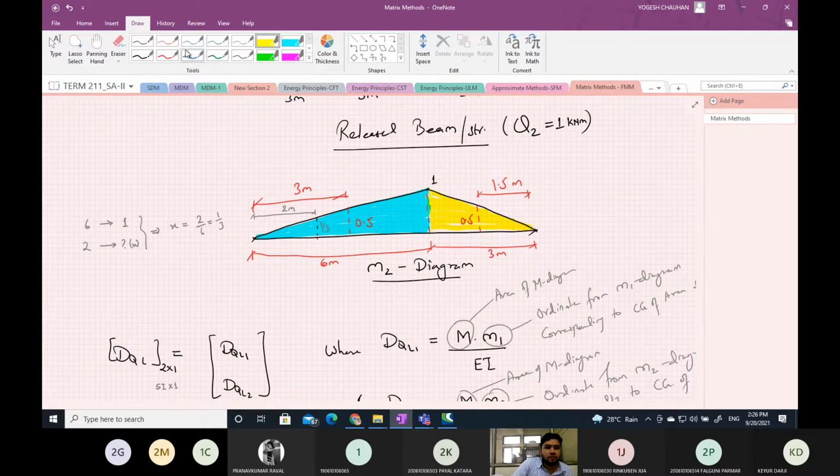Now the CG of this will be here somewhere, okay, and CG of this will be here. The distance of this will be at b by 3 distance from here, so this distance will be b by 3, that is 2 meter, and this distance will be 4 meter.